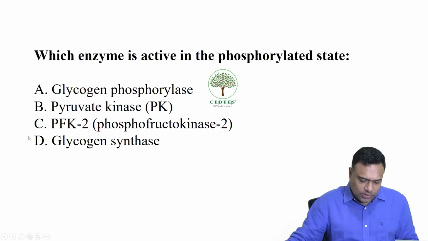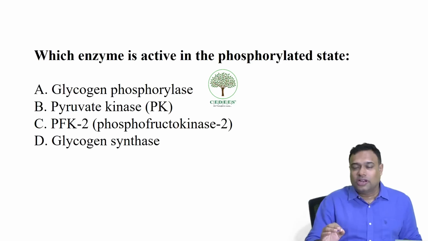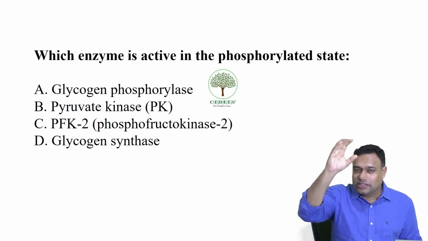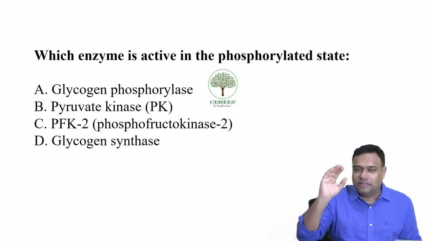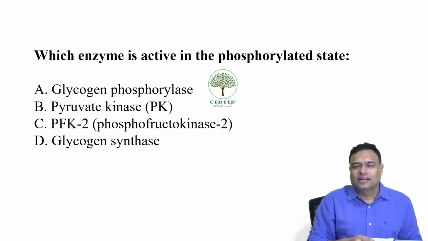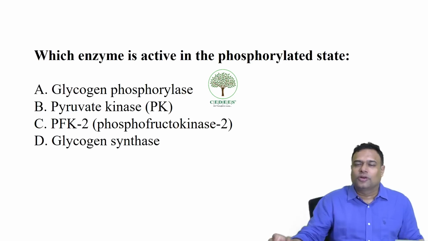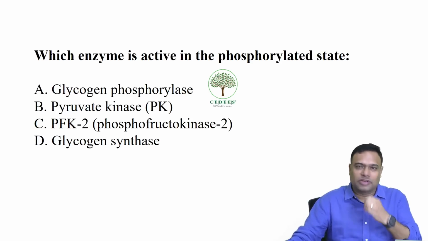Okay. Next, which enzyme is active in the phosphorylated state? Now, this is your glycogen phosphorylase. Glycogen phosphorylase, your enzyme for glycogenolysis, is active in the phosphorylated state, but it is normally present in your unphosphorylated state. When it gets phosphorylated, that is when your glycogen phosphorylase becomes active.